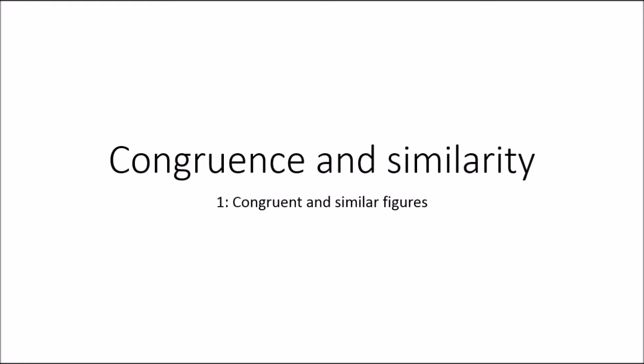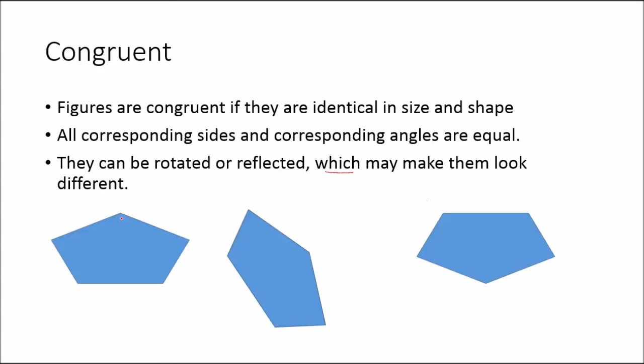So congruent and similar figures, what do we mean by this? Figures are congruent if they are identical in size and shape, so all the corresponding sides and corresponding angles are equal. Now they don't always look the same because they can be rotated or reflected, so they can look quite different. So I've got my pentagons here, they're all the same. I've rotated the one in the middle, and the one on the right hand side is just flipped vertically, but they're all the same shape, so exactly the same size and shape, which is what we mean by congruent.